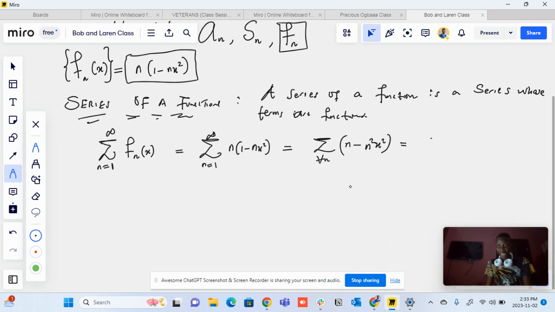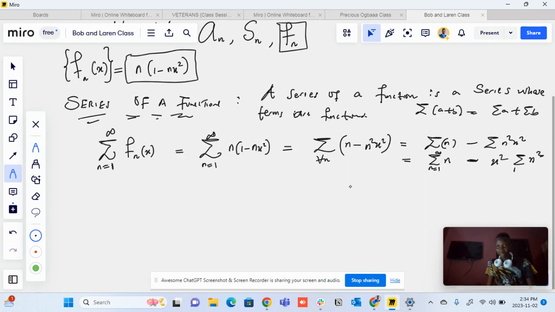Looking at this now, I can split it up. The summation of a plus b is equivalent to summation of a plus summation of b. So you can apply it here too. That's summation of n minus summation of n squared x squared. I can have summation of n here because I have n start from 1 to infinity where n is included. And then I can take any other letter aside from n to be a constant. X squared will come outside from the summation, so I'll only be left with n squared. As far as the summation is depending on n starting from 1 to infinity, the range is on n itself. That's how it works in that case.